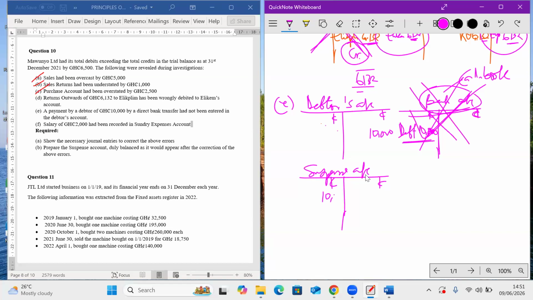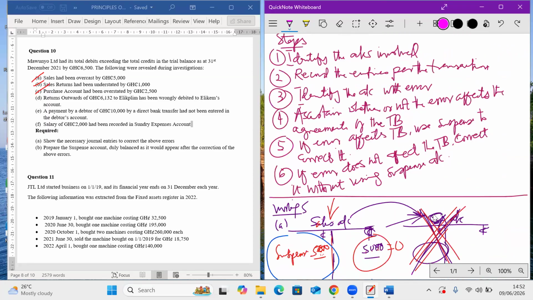Debit, double entry. In the suspense account, the 10,000, where is it coming from? Debtors account. In the debtors account, where is the 10,000 coming from? Suspense account. Are you getting it? So this one here is a mini suspense account. We'll go to its mother, and record what we have done here in the mother's account. So in the suspense it is debit, right?